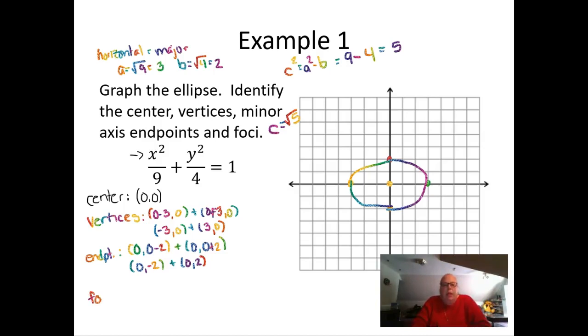And so our foci are going to fall on our horizontal axis because they're always on the major axis, and it's horizontal this time. What we're going to do is take the center and subtract off the c. And then the other one's going to be the center plus the c. And so our foci are located at negative square root of 5, 0, and positive square root of 5, 0. And if we graph those, they're going to go somewhere in here between 2 and 3, and somewhere in here between negative 2 and negative 3. And there's our ellipse.